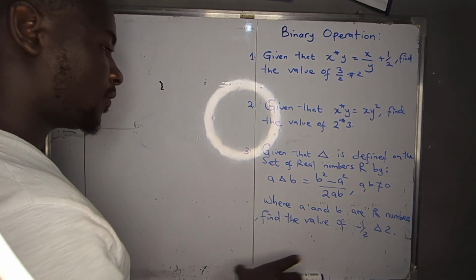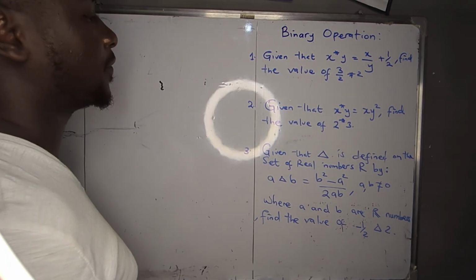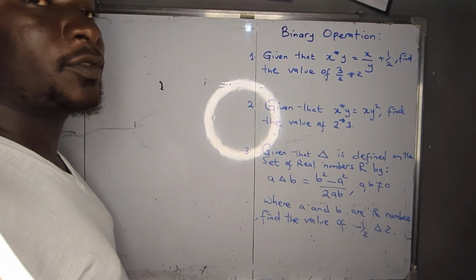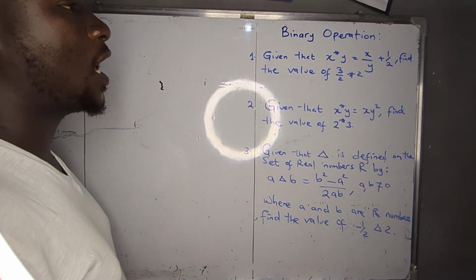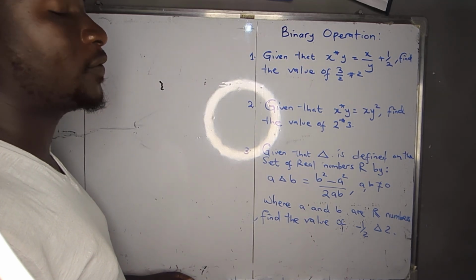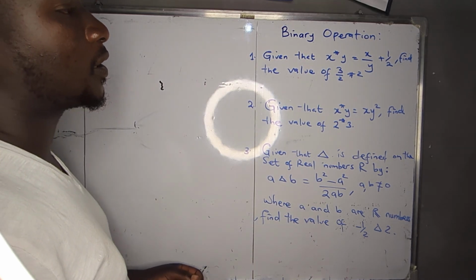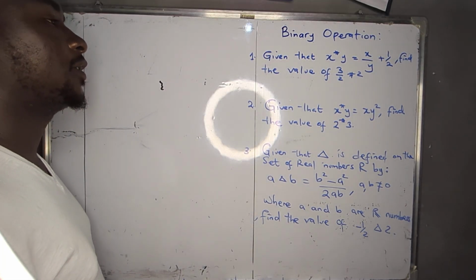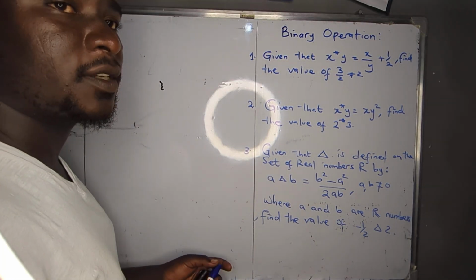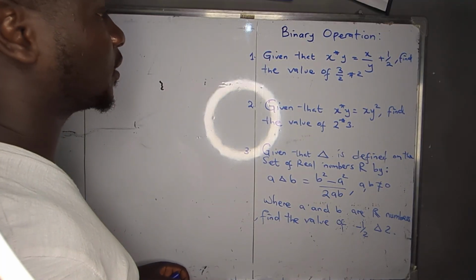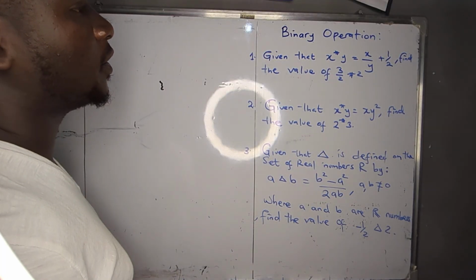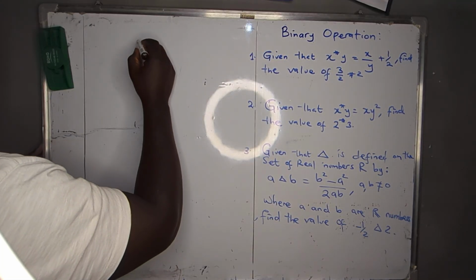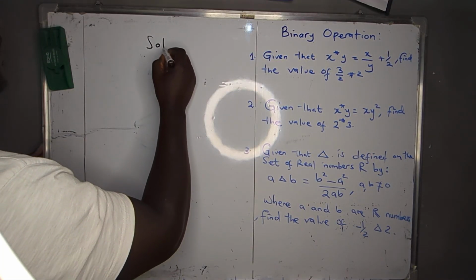Okay, so on the board with me I have a total of 3 questions. We're going to solve them together and see how we're able to solve different kinds of questions on binary operations. Without wasting much of our time, let's quickly jump into the solutions. Let's see how we're finding the solutions.